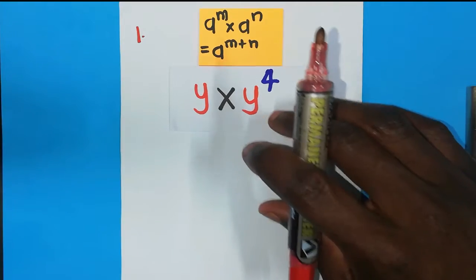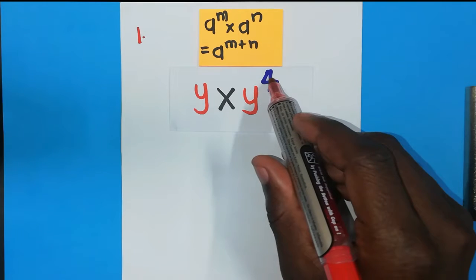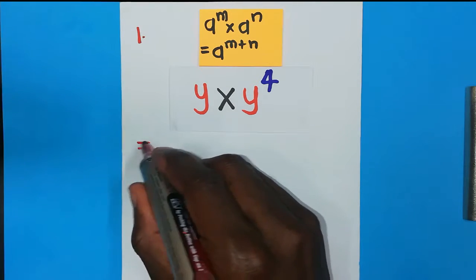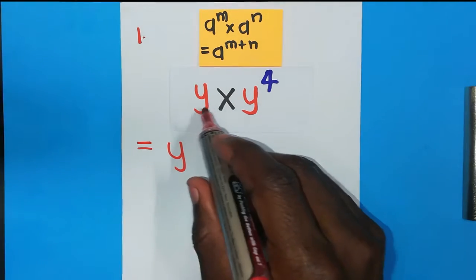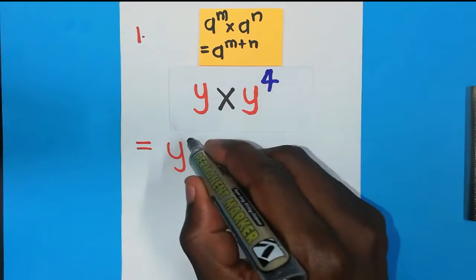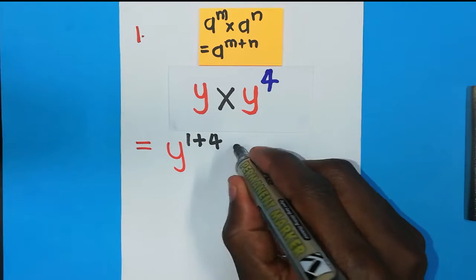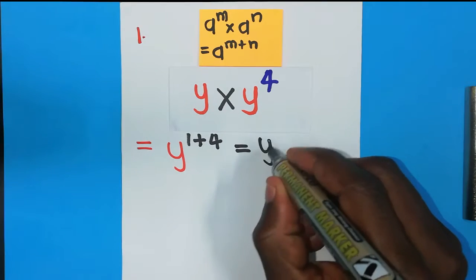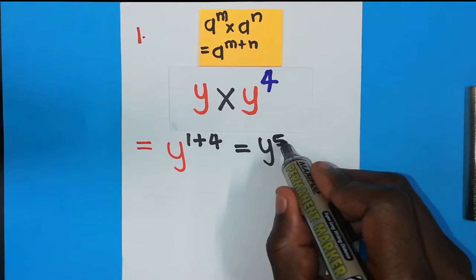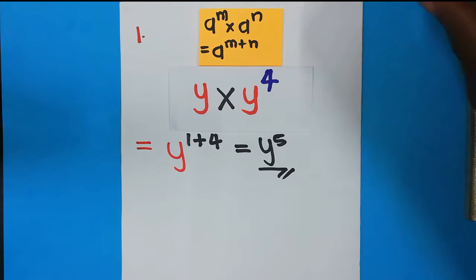Here is the first example. Now, y multiplied by y raised to the exponent 4. What is the answer? The answer will be y. I represent y and I add the exponents. So here there is no number, it means there is 1. So it's 1 plus 4, and the answer will be y raised to the exponent 5. Okay, good. Let's use the second example.